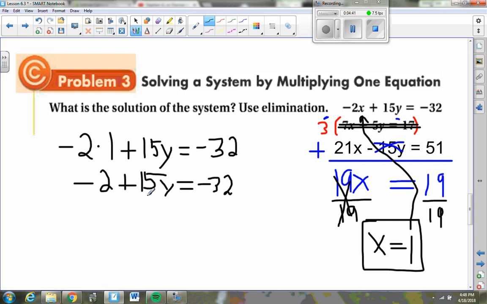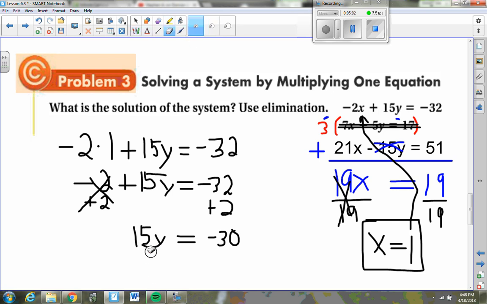And then if I want the y all by itself, I'll start by adding 2 on both sides. Right, and I get negative 30. The other side is a 15y still, but now the 2 is gone in the front. And if I want to get the y totally by itself, I just have to divide off the 15 here.